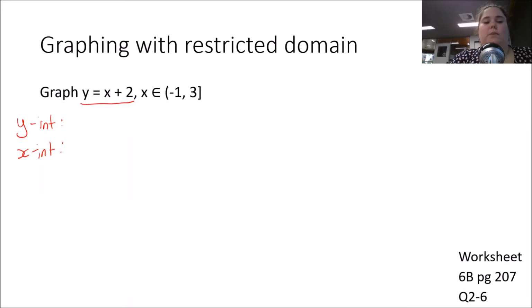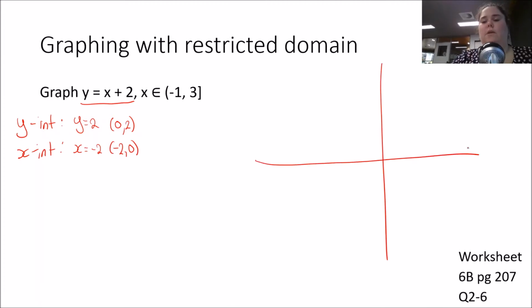The y-intercept is when x equals 0, so y equals 2. The x-intercept is when y equals 0. I think I said the wrong one for the first one. So that one equals -2. So right there we have our points. If I was going to graph this linear graph, it would look something like that.